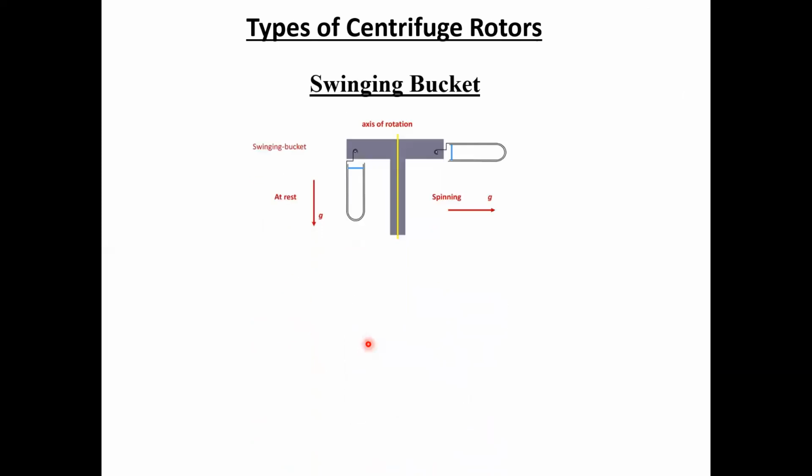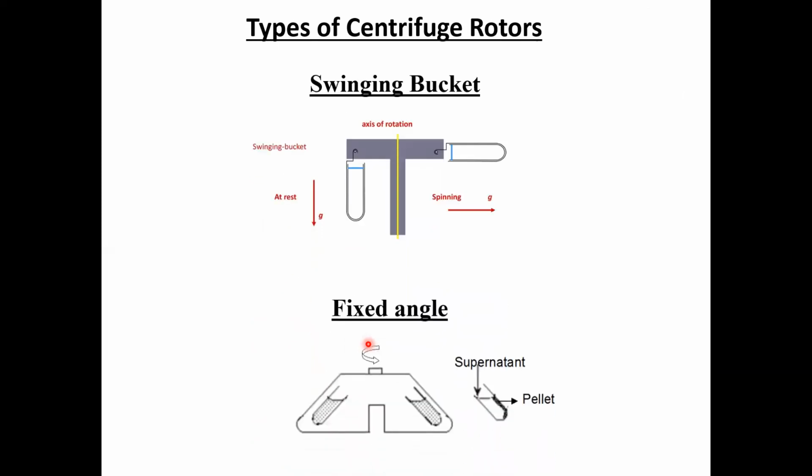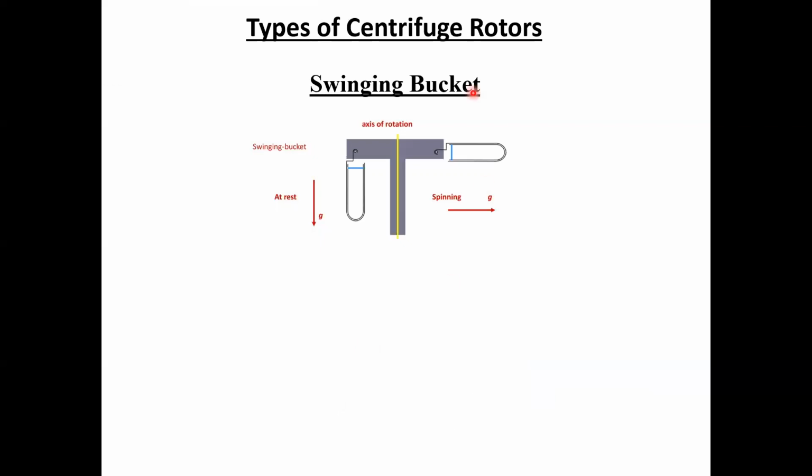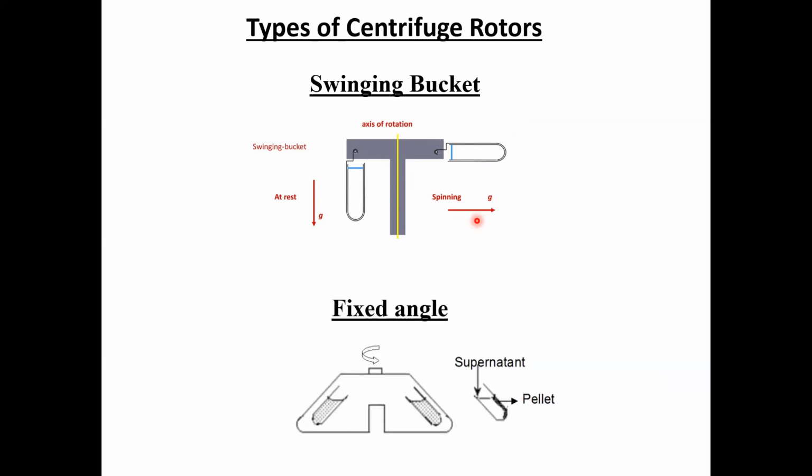Now, there are two types of centrifuge rotors. One is called the swinging bucket, and the other one is called a fixed angle. With the swinging bucket, your tube is basically swinging 90 degrees to the axis of rotation. We have this in the large centrifuge that we're going to be using today. We also have a fixed angle centrifuge, where your tubes are fixed in place and are 45 degrees to the axis of rotation.